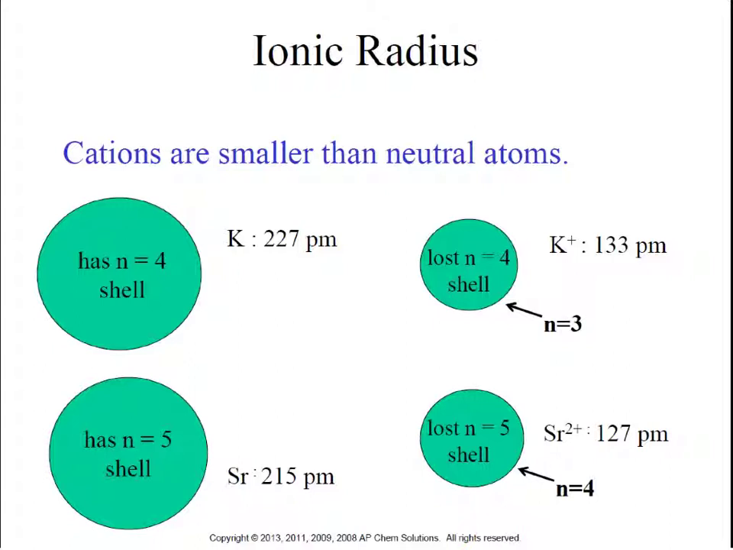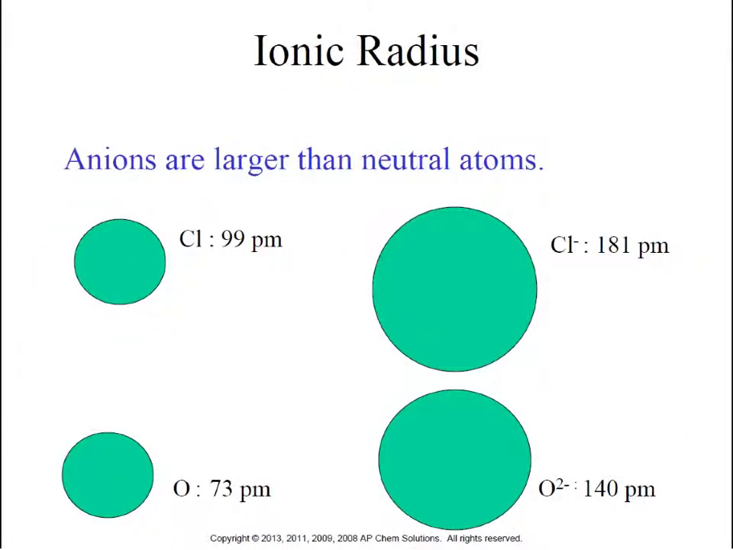Same thing with strontium. Strontium loses 2 electrons, and so it loses its outer row. Its effective nuclear charge goes up, and it goes from 215 down to 127. So cations are smaller than their neutral atom counterparts. Anions, on the other hand, are larger than the neutral atom.